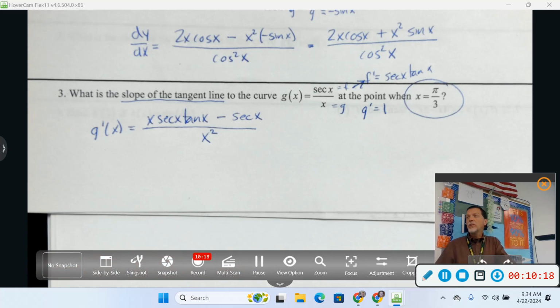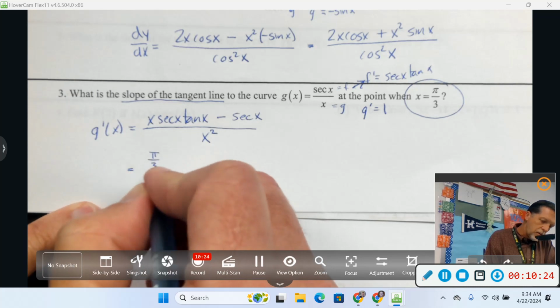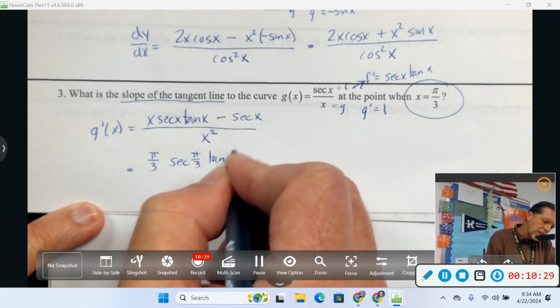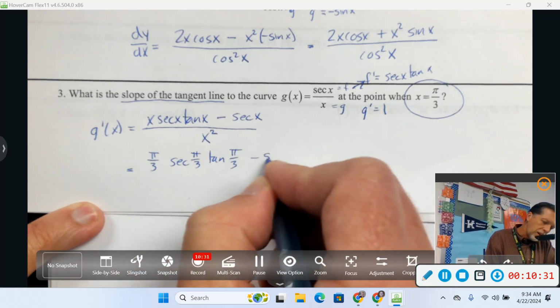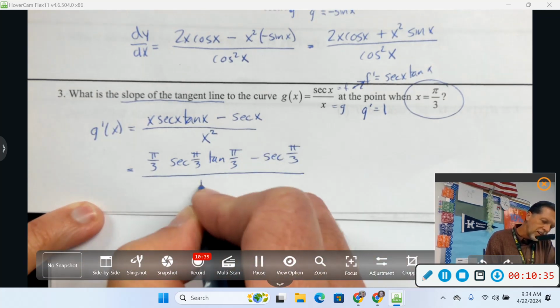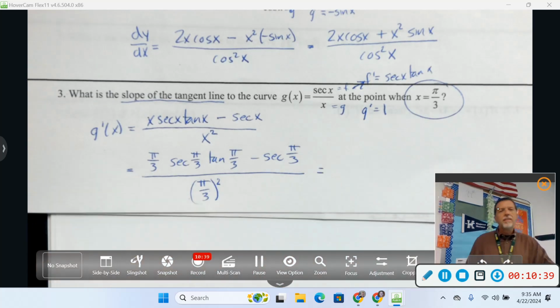Okay, our calculus part is over. Now it's unit circle and algebra. Pi over 3 times secant pi over 3 times tangent pi over 3, minus secant pi over 3, all over pi over 3 squared. We're going to have fractions and square roots and reciprocals.